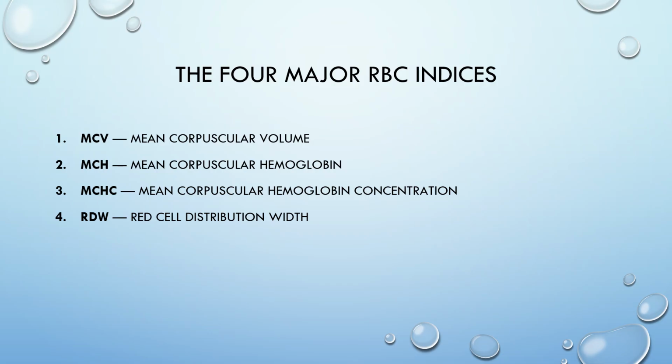Each of these indices provides a slightly different piece of information about the erythrocyte population. And when we interpret them together, they help us quickly recognize patterns that might indicate underlying physiologic changes. So rather than memorizing these values individually, it's helpful to think about what each one is telling us about the structure and uniformity of red blood cells in circulation.